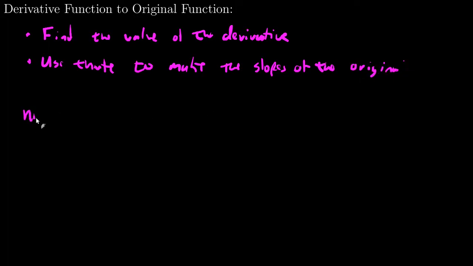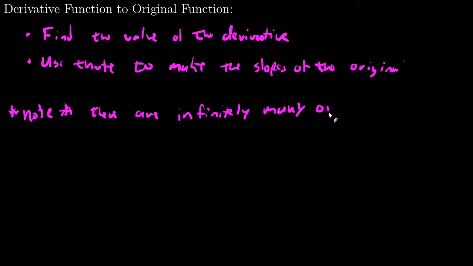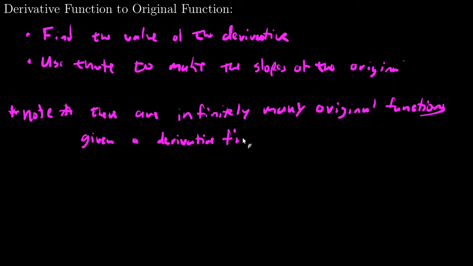But I want to note something here. Note there are infinitely many original functions given a derivative function. The derivative function tells me the slopes, but tells me nothing about where it starts or a specific point. So I can actually start at any point, and then I just follow the slopes from there.